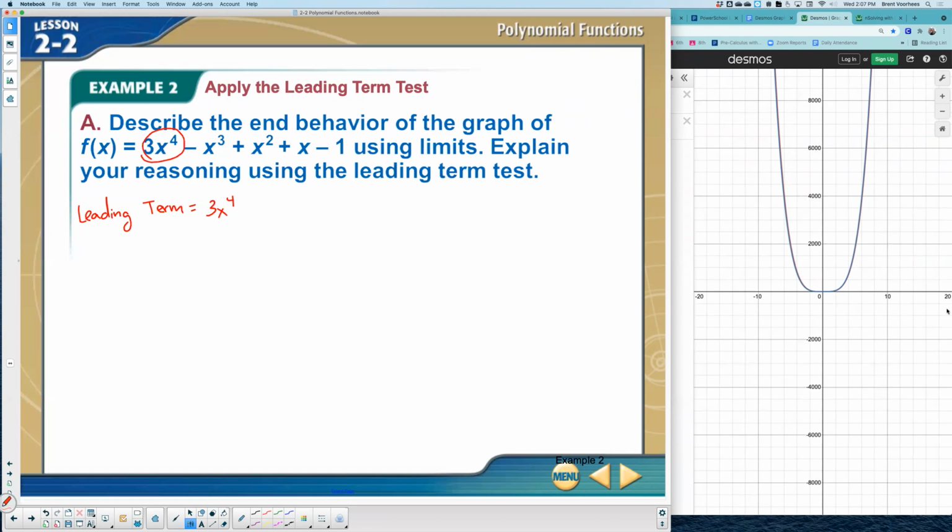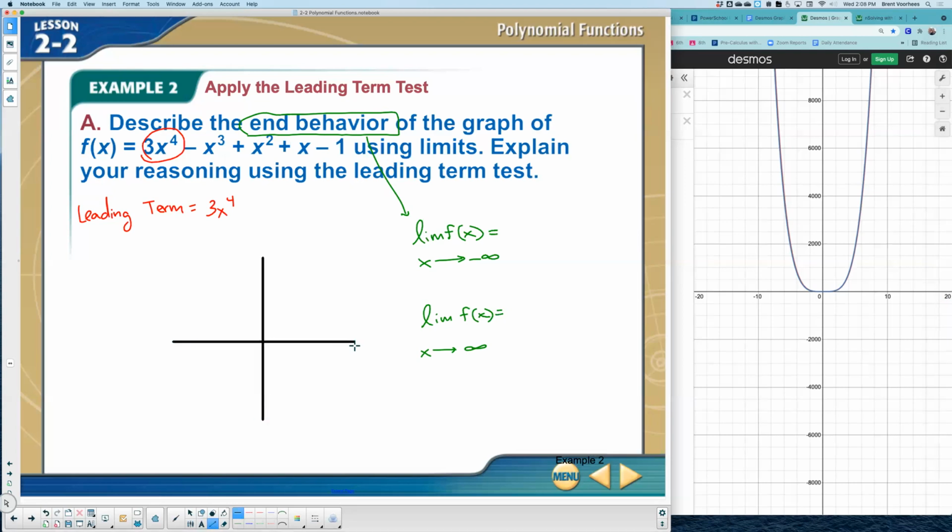Well, if we were only needing to find the end behavior, that means, if you've forgotten, the limits as the graph goes forever to the left and forever to the right. You could solve this without a calculator by using the leading term test. You could say, all right, my leading term is 3x to the 4th. And I learned in lesson 2.1 that there are 3 rules to graph a power function. Remember, power function means one term. My leading term is now one term.